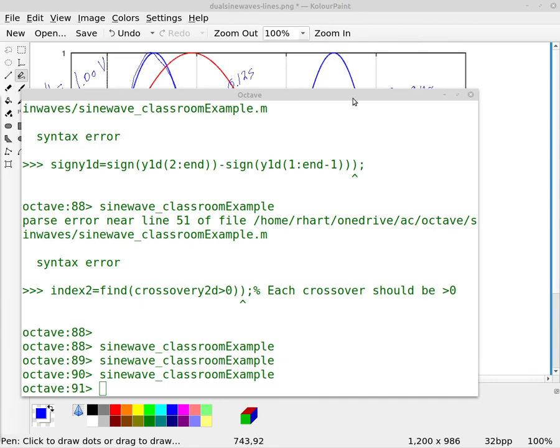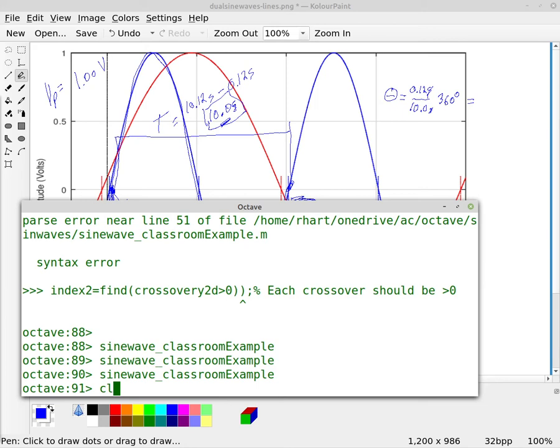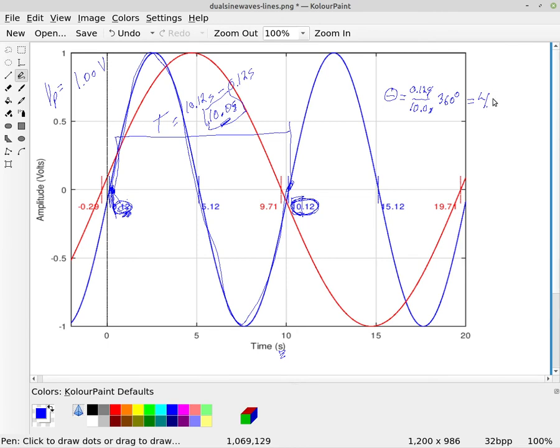So we'll flip over here to our Octave software, and I'm just going to clear this. So we have 0.12 divided by 10 times 360 degrees. And so our angle is 4.32 degrees.